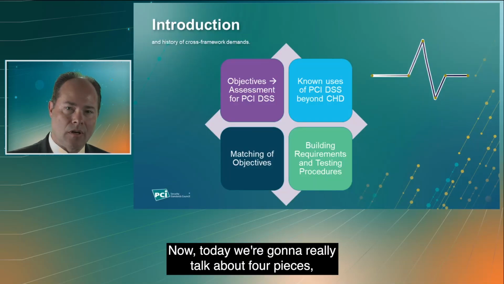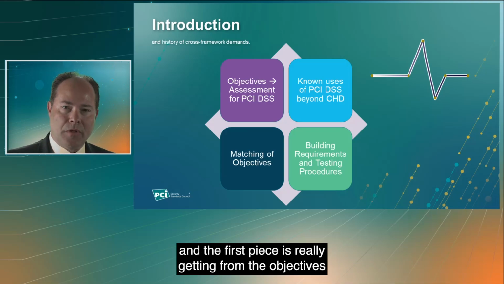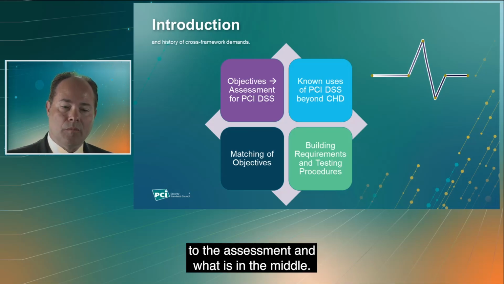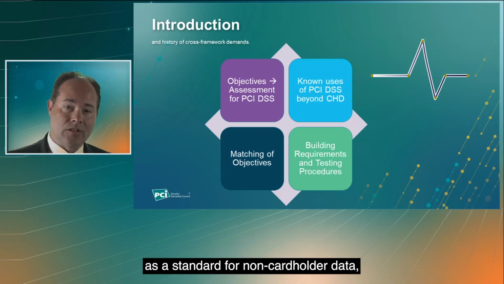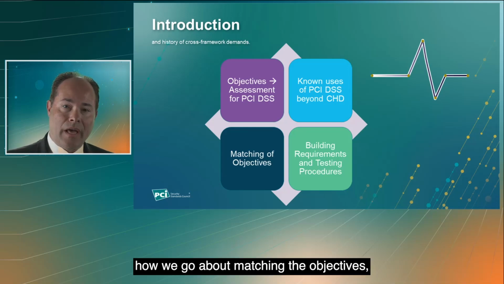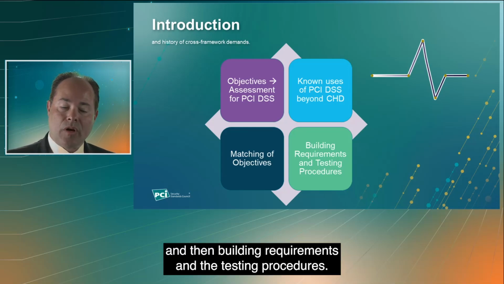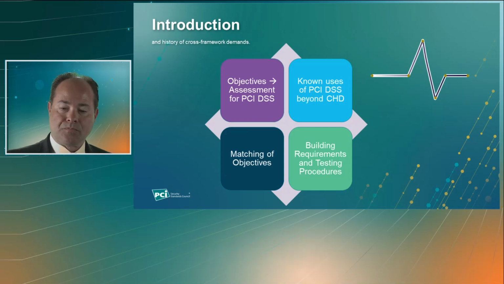Now, today we're going to really talk about four pieces. And the first piece is really getting from the objectives to the assessment and what is in the middle. Some of the known uses for the PCI DSS as a standard for non-cardholder data, how we go about matching the objectives, and then building requirements in the testing procedures.